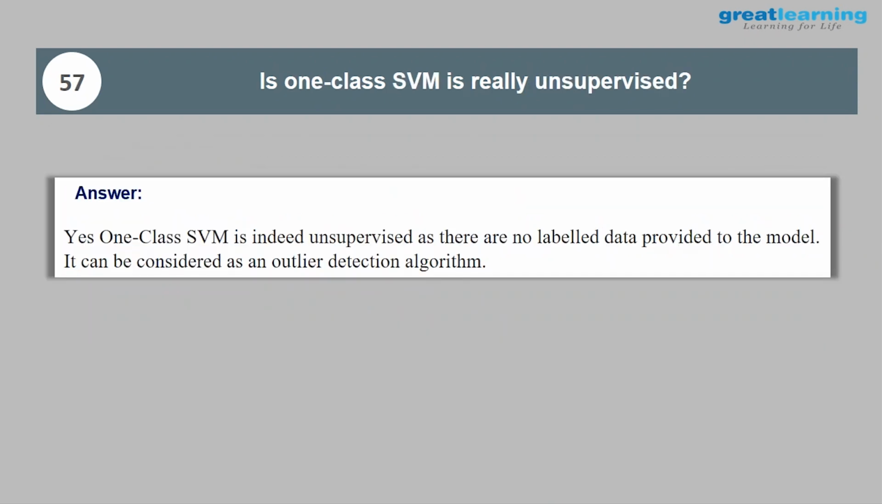Now let's have a look at, is one class SVM really unsupervised? Yes, one class SVM is indeed unsupervised as there is no label data provided to the model. It can be considered as an outlier detection algorithm.